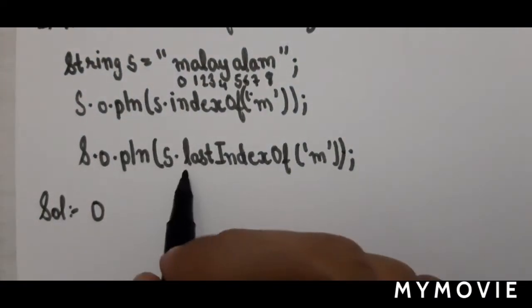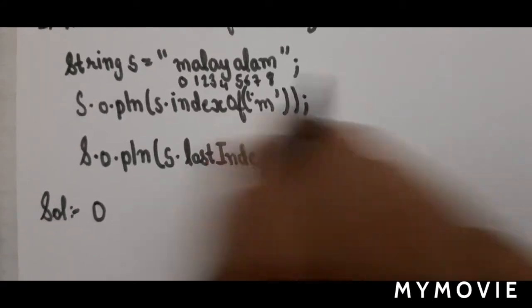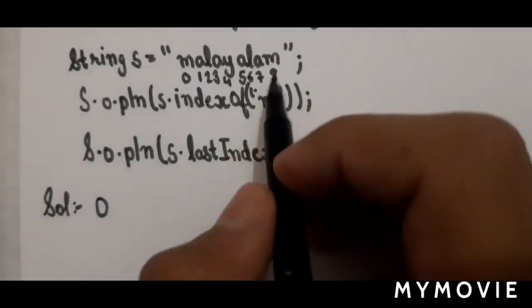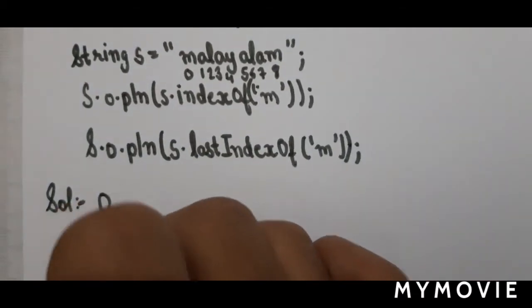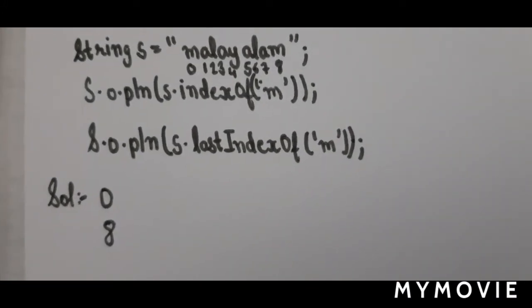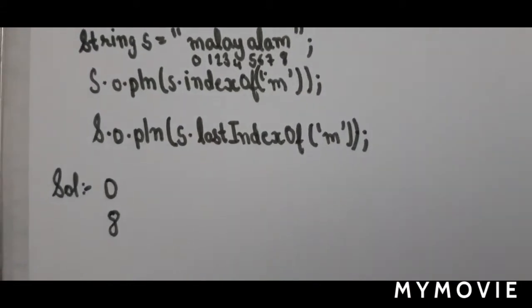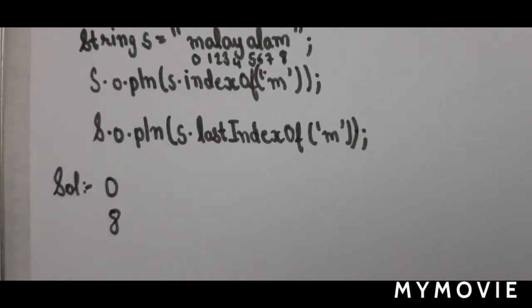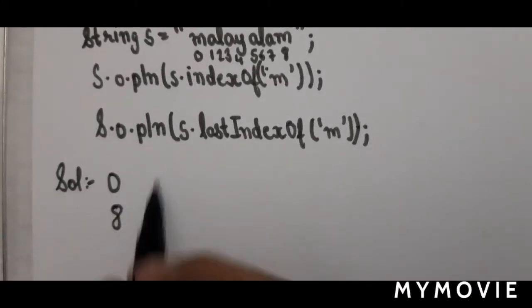And next, lastIndexOf. lastIndexOf means we should check the last letter m, the last alphabet m. In which place is it? 8th place. So our next answer will be 8. Friends, before watching this video you should watch my other videos on string methods, in which I explained all the string methods. So friends, this was our first answer.